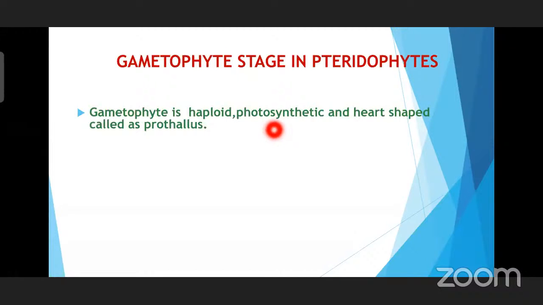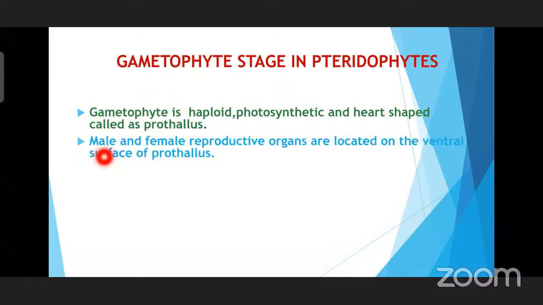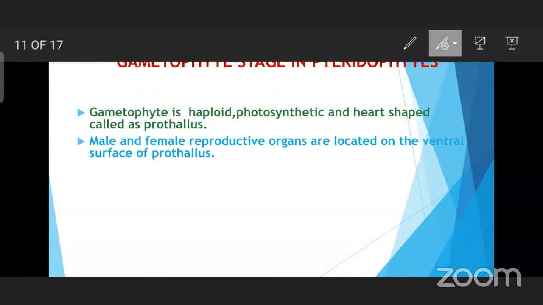Whereas in bryophytes, you have seen the sporophyte depending on the gametophyte. Food to the seta and capsule is depending on the gametophyte in bryophytes. But in pteridophytes, the gametophyte, which is haploid and photosynthetic, will not depend on the sporophyte. Also it is heart shaped, and it is called prothallus. Male and female reproductive organs are located on the ventral surface of the prothallus. Ventral means the lower surface.